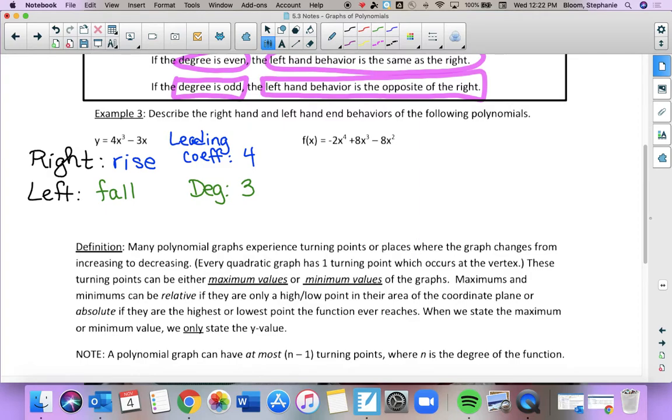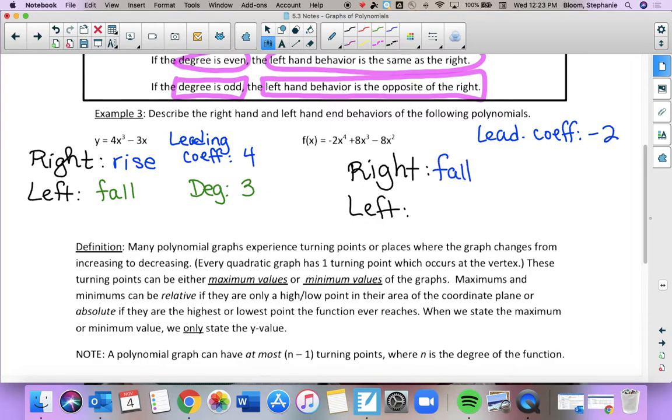Okay, let's try the next one. So we're going to do the right side and then the left side. Let's start with the leading coefficient. What is my leading coefficient on this polynomial? -2. If it's negative, what is going to happen? It's going to fall. What's my degree? 4. So it's even. If it's even, what's it going to do? It's going to do the same thing. It's going to match, which means it's going to fall as well.